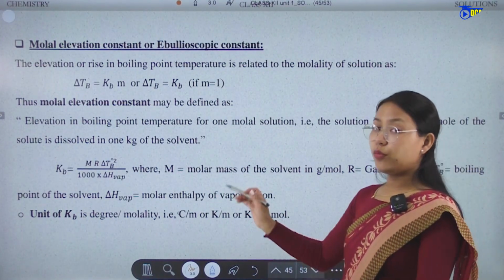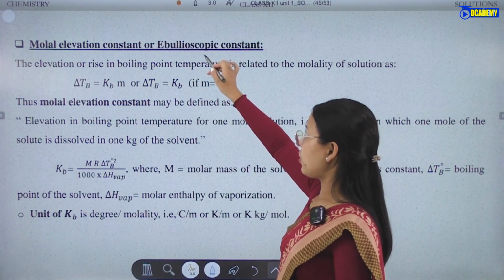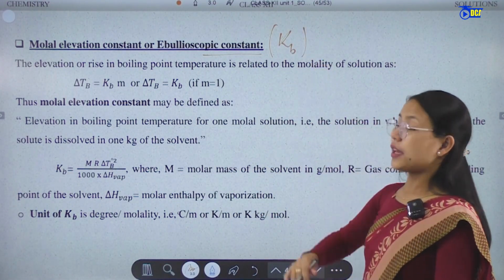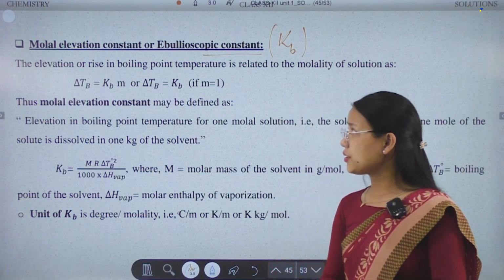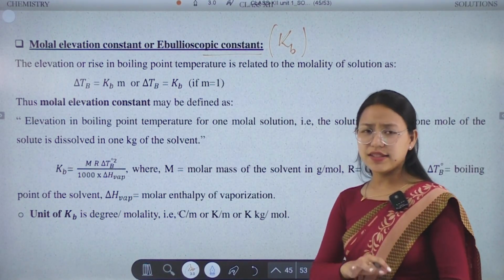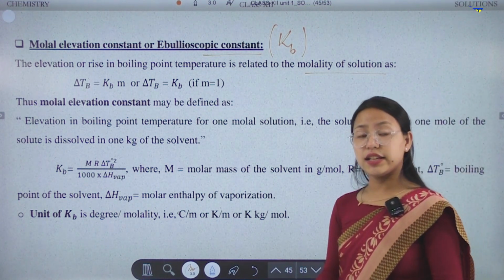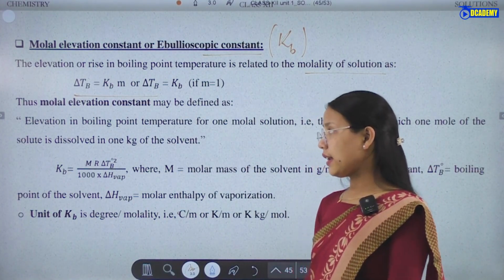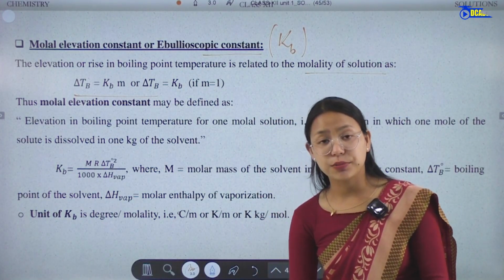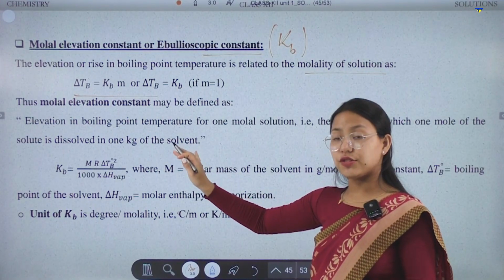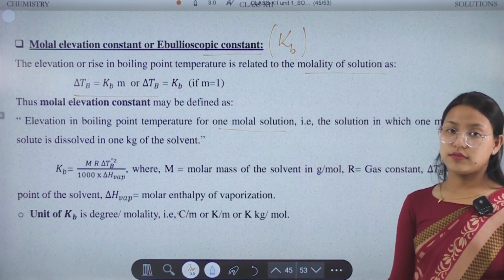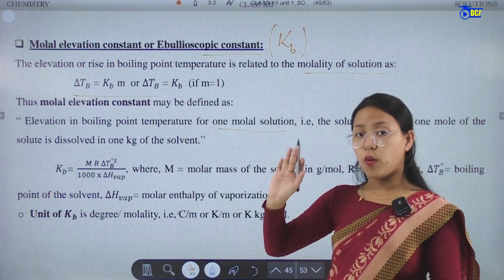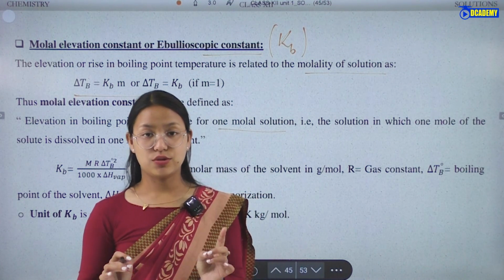KB is the molar elevation constant, or ebullioscopic constant. The elevation or rise in the boiling point temperature is related to the molality of the solution, so delta TB equals KB m. The molar elevation constant may be defined as the elevation in boiling point temperature for a 1 molar solution.